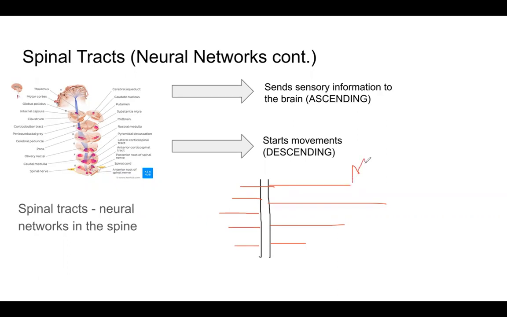Say this one corresponds to your hand. That's a demented hand, but it works nonetheless. This one connects to your leg, so on and so forth. This is not actually how they are arranged. They are more ordered, but just to give you the idea, what the ascending tract does, say this is your brain, this little red blob. The ascending tracts, they take information from here and they send it up to your brain, right?